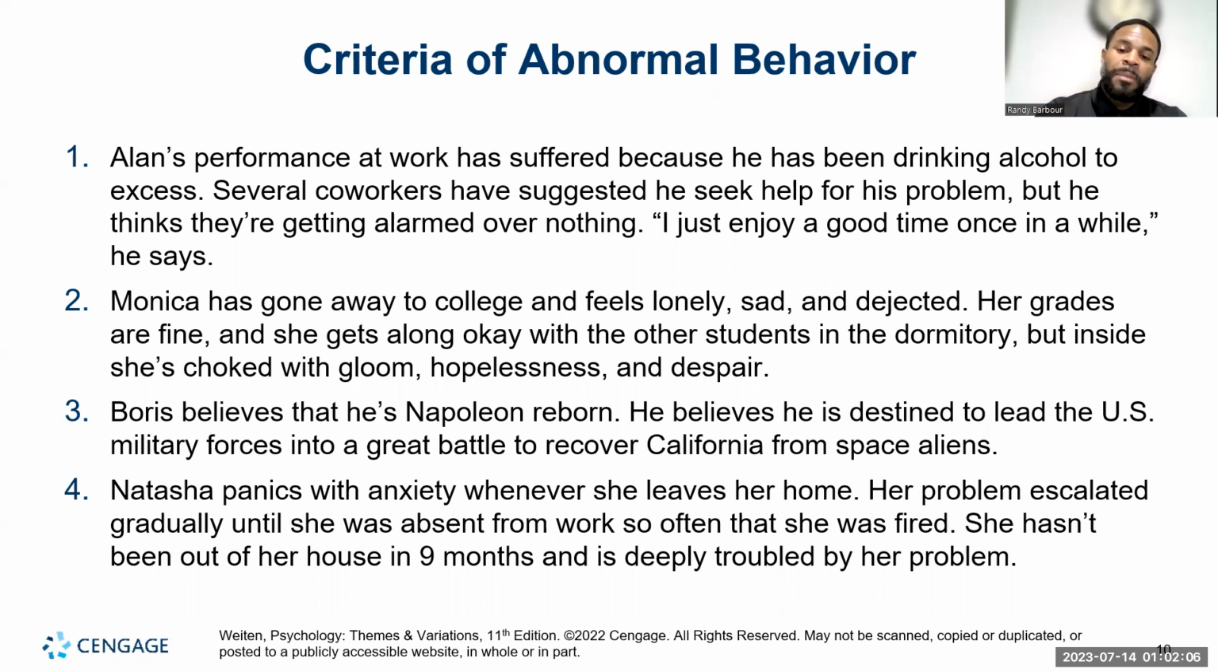Right. So if we were to think about this example, I'm going to break it down. It says Alan's performance at work has suffered because he has been drinking alcohol to excess. So in this first sentence, it says his work has suffered. And if his work is suffering, that means the drinking of alcohol has become maladaptive, because it's really affecting his effectiveness at work, right?